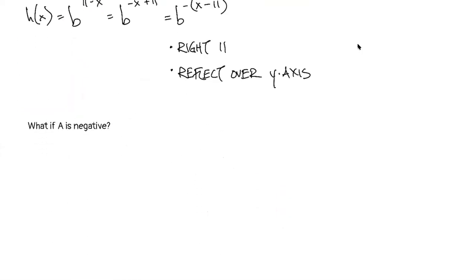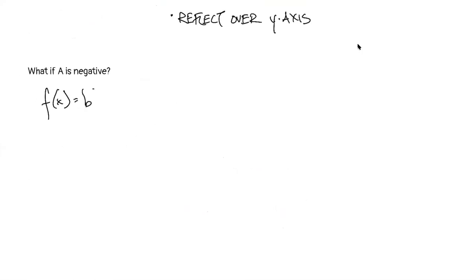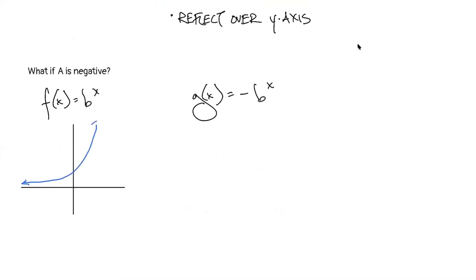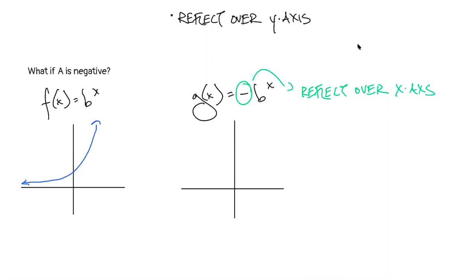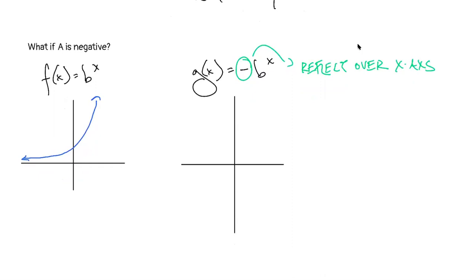All right, and let's take a look at what happens when a is negative. So we'll go back to our good old f of x equals b to the x, and then we'll call our g of x equals negative b to the x, and compare those two pictures. And from all of our lessons, we know super well that that is our exponential function. And just like Laura said, when we have that negative in front there, this negative is going to reflect over the x-axis. So that's going to mean that our graph looks something more like this. Okay.